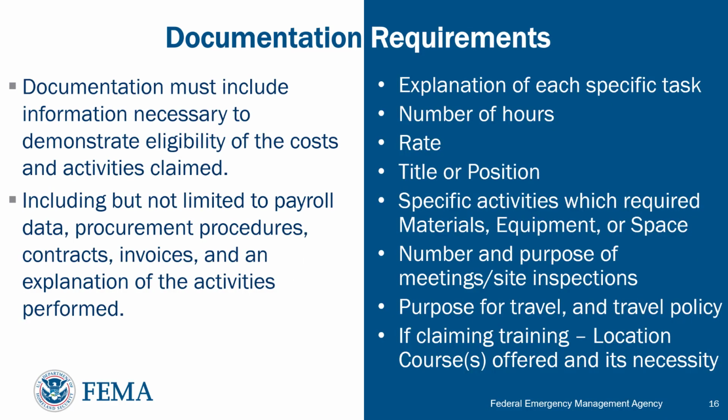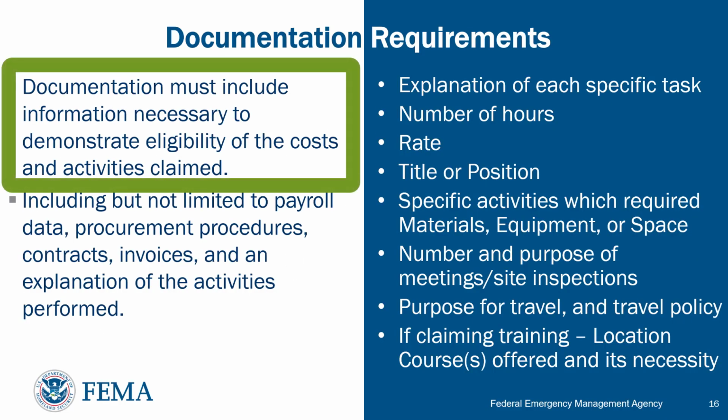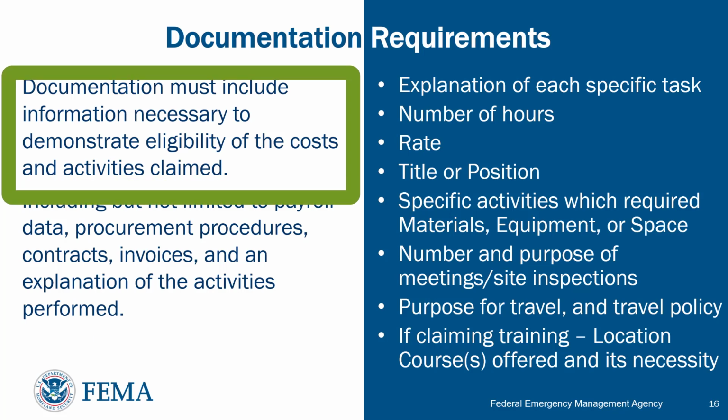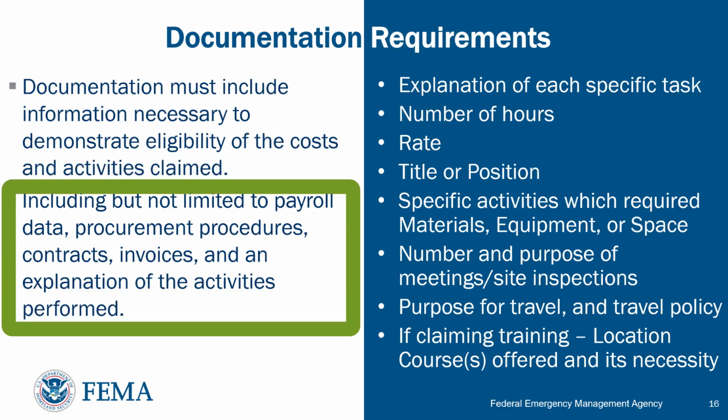Some more documentation requirements. It must include the information necessary to demonstrate eligibility for all of the costs and activities claimed. This includes things like payroll data, your procurement procedures, contracts, invoices, and an explanation of activities. FEMA gets to make the final decision regarding all eligibility determinations, and that includes whether costs are reasonable.